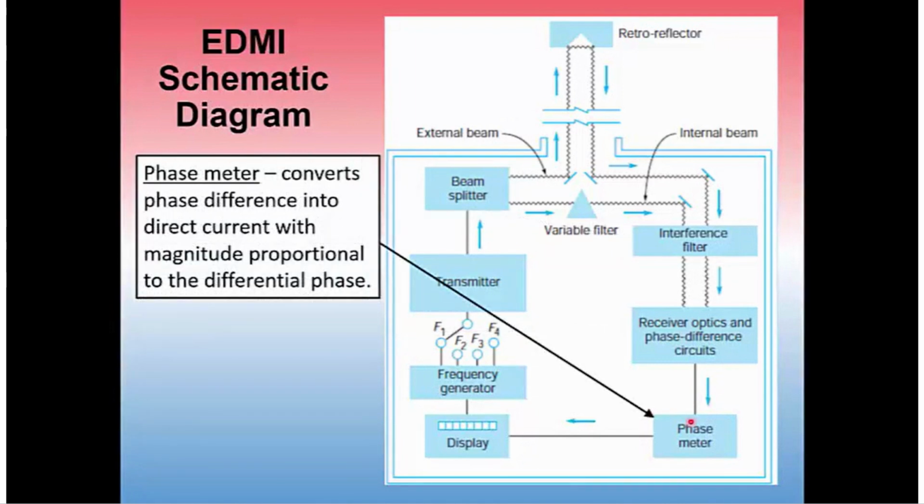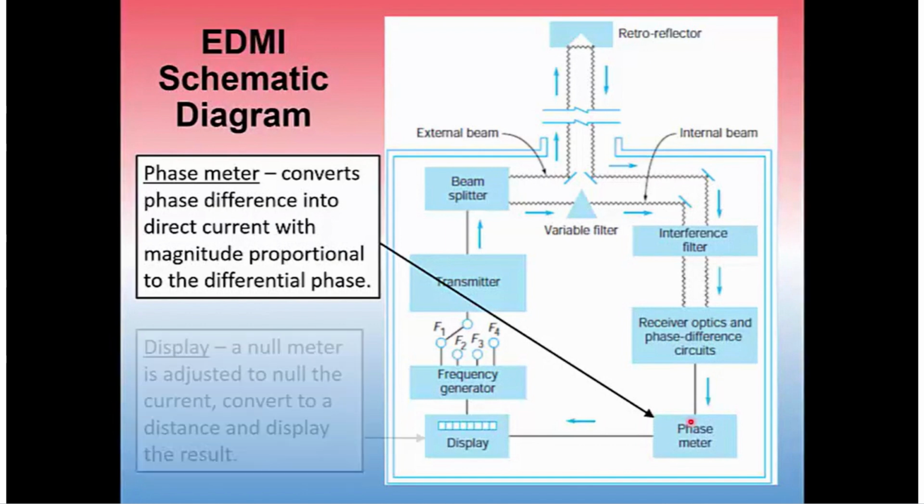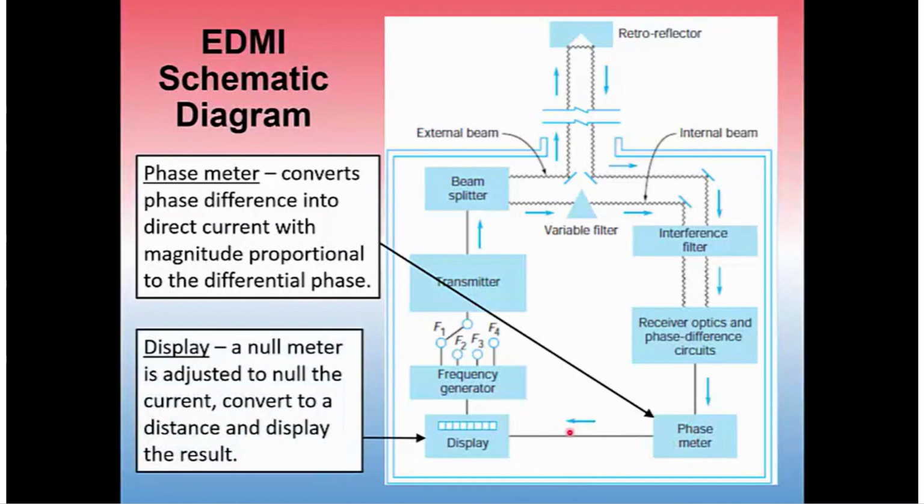This phase meter converts the phase difference into direct current, with magnitude proportional to the differential phase. And then this direct current is sent to the display. There's a null meter. It's adjusted to null the current, convert it to a distance, and display the result. And the measurement thus is made.